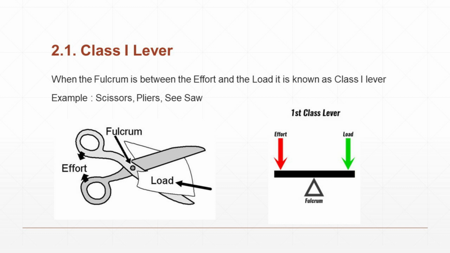Number 1, class 1 lever. When the fulcrum is between the effort and the load, it is known as a class 1 lever. Examples: scissors, plier, seesaw, etc. You can see the examples, and this picture also helps you understand what a class 1 lever is.